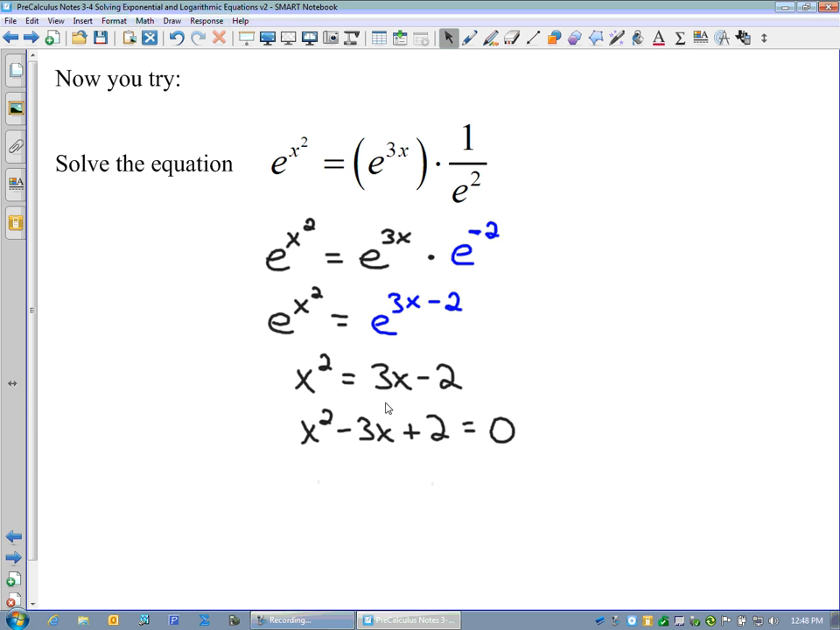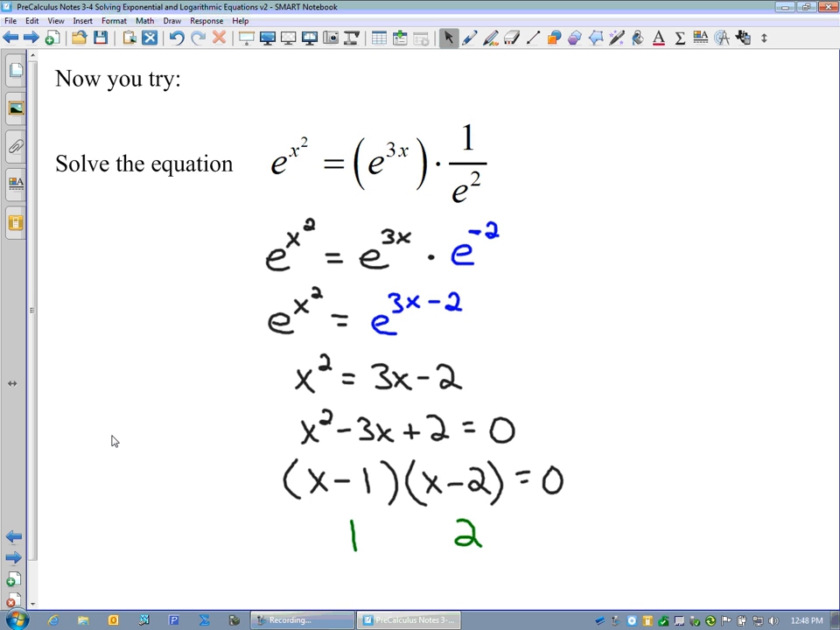I'm looking for factors of 2 that add up to -3. That would be -1 and -2. So this is my factored form. And then I want the values of x that cause each factor to be 0. That would be +1 for this factor and +2 for this factor. Now, these are my potential solutions, but again, when I substitute them in the original equation, you'll see that they both work. Therefore, that is my solution set.